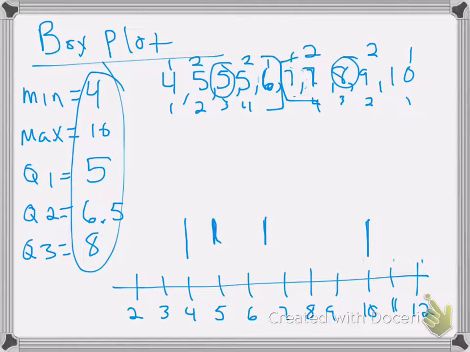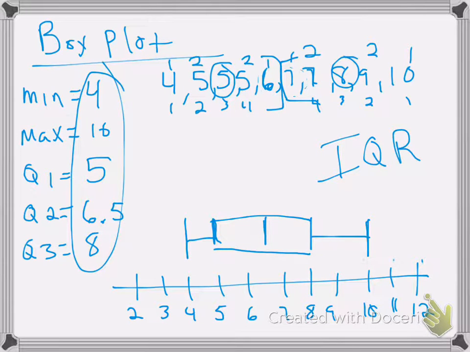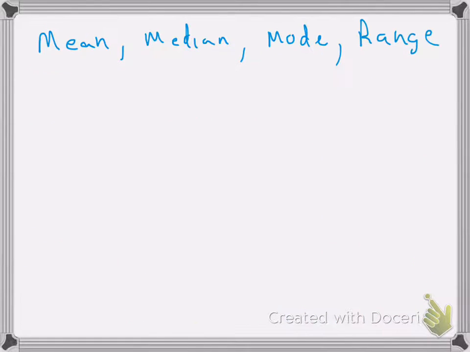And I'm going to put a line at Q3. So I make my box, and then off of my box I connect my lines. And there's your box plot. Okay? You'll need this later to find your IQR, or interquartile range.